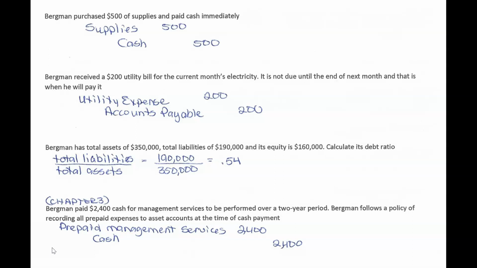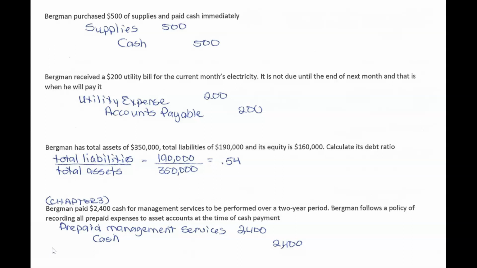Bergman received a $200 utility bill for the current month's electricity. It is not due until the end of next month, and that is when he will pay it. Remember, you have to recognize the revenue when earned, not when received. Same thing with the expenses. You need to recognize the expenses when incurred, not when paid. It is for this month's current utility bill, so we'll debit utility expense and recognize this expense in the period that it incurred, and then credit accounts payable $200, and it will sit there. It's a liability account until you paid at the end of the month.